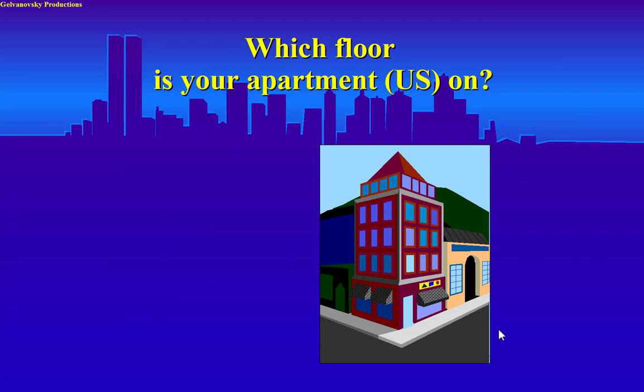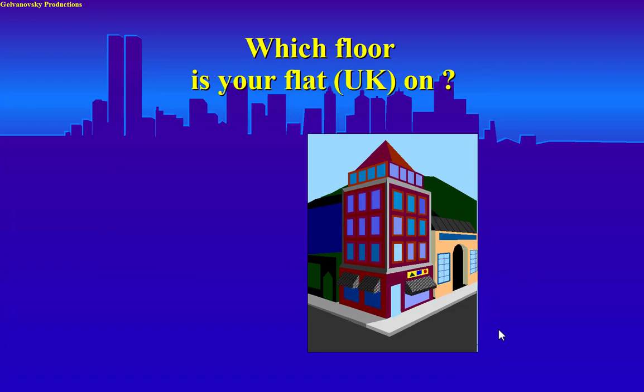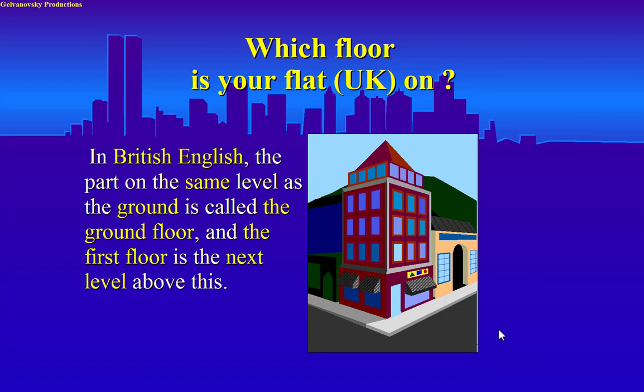Now, which floor is your apartment on? In American English, the first floor is on the same level as the ground, and the second floor is the next level above this. If you take a look at the picture, you will see the first floor is just the same level as the ground, while the second floor and the third floor are the next floors.